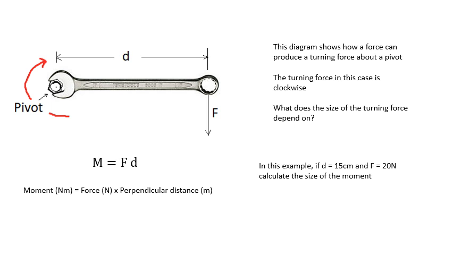In this example, if the distance is 15 centimeters and the force is 20 newtons, calculate the size of the moment. And I'll show you the answer right now. M equals force times distance equals 20 times 0.15. Look, the distance has to be in meters. And that will give you a clockwise moment of 3 Newton meters. That's our turning force, 3 Newton meters.